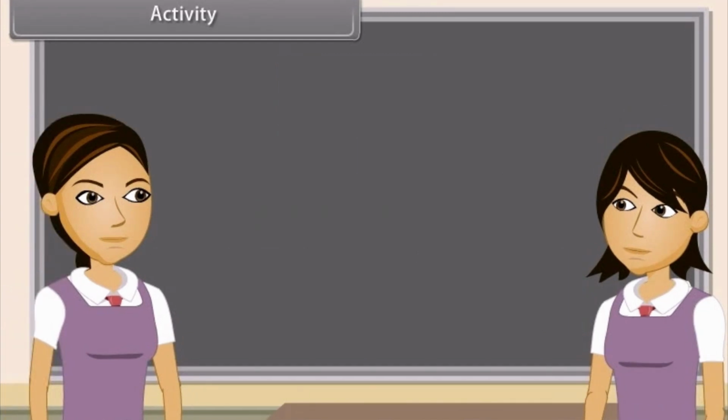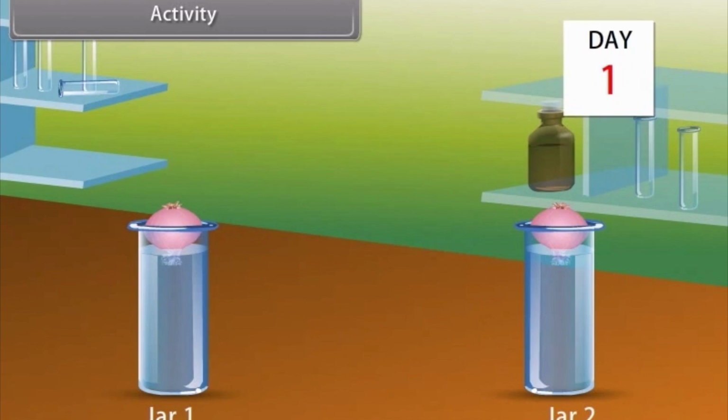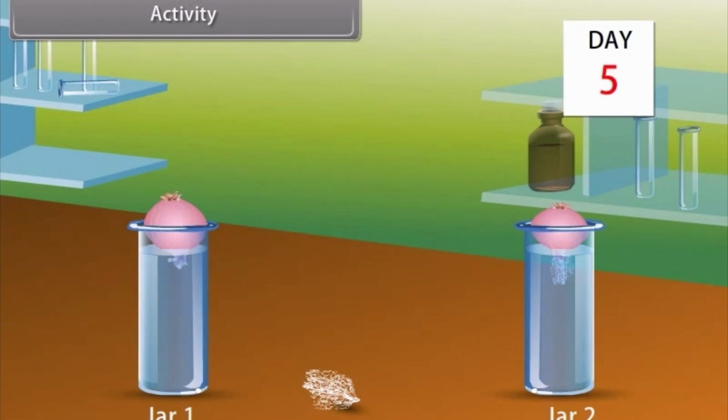Activity. We can prove that meristematic tissues are found in specific regions by doing an activity. I will take a glass jar and Ankita, you will also take a similar glass jar filled with water. Then we will place a same-sized onion bulb on each jar for 3 days to observe the growth of roots. Yes, we will measure the length of roots on day 1, 2 and 3. Then on the 4th day, you will have to cut the roots of the onion bulb. Then again, place it on the jar.